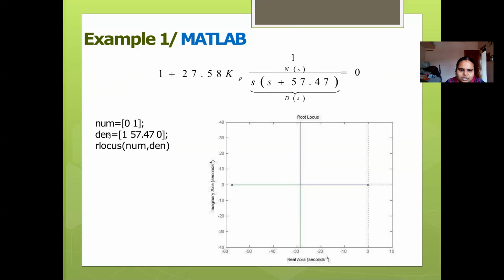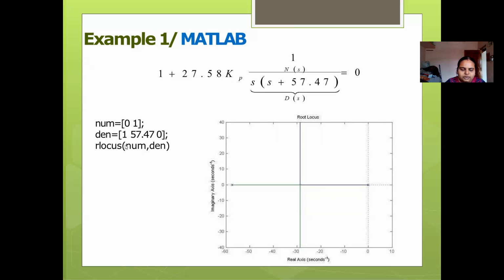And the denominator part: when I multiply here, for s square the coefficient value is 1, for that reason 1. Then s into 57.47, so we get 57.47, and we don't have any constant value here, for that reason it will be 0 only. Like that you have to write the numerator and denominator values. Then after that, rlocus, that is root locus. This only you have to write. If you skip any character here, it will show an error.